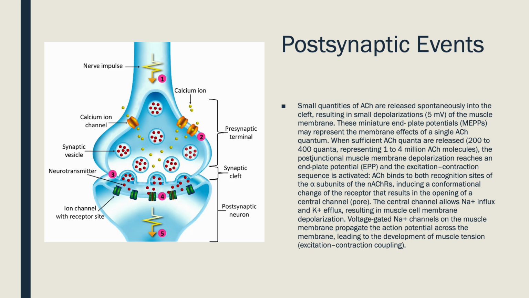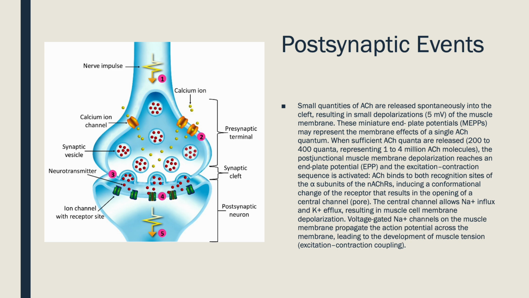After acetylcholine is released into the synaptic cleft, it binds to those nicotinic acetylcholine receptors on the postsynaptic membrane. It binds to both the alpha subunits, causing a conformational change that will open the receptor's ion channel. Sodium ions rush into the muscle fiber, leading to depolarization of the muscle membrane. And as a result, an end plate potential is generated, and this can trigger an action potential if it hits that threshold. When a large amount of acetylcholine is released, the cumulative effect results in muscle membrane depolarization, and this leads to the excitation-contraction process.